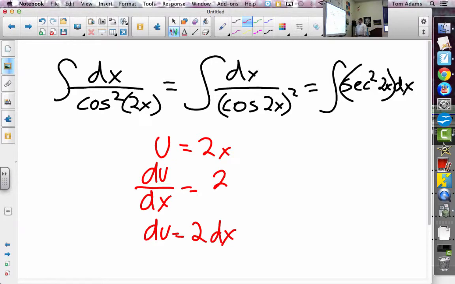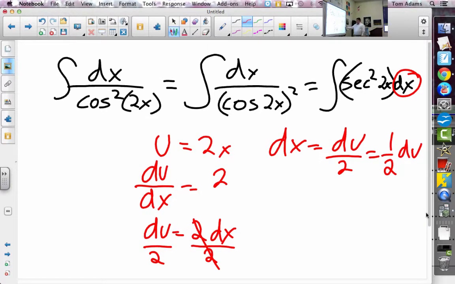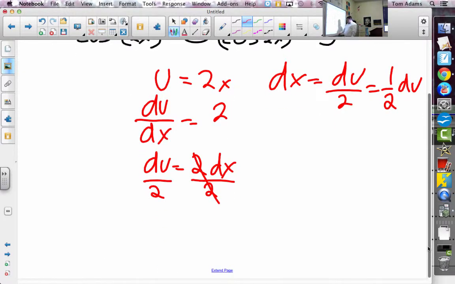Now why would I do it that way? Well, I'm going to substitute just the dx. So when I substitute just the dx, that means that I need to get dx by itself. So when I divide both sides by 2, in other words, dx is equal to du over 2 or 1/2 times du.